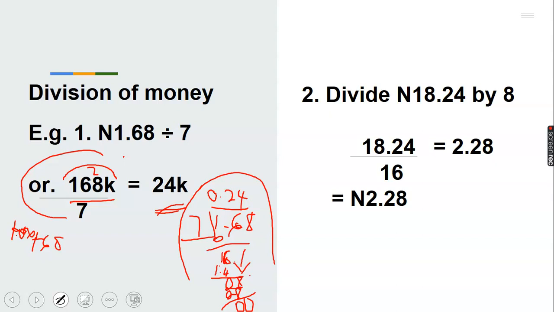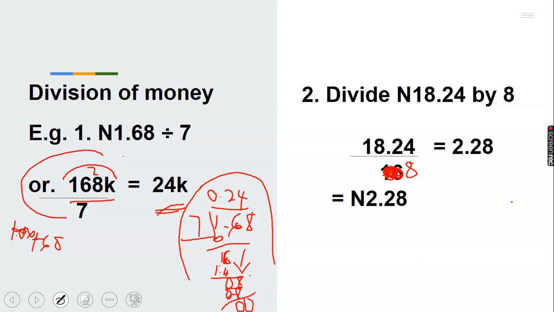No, sorry, this is not 16. This is 18.24 divided by 8. It is 8. Now, how many 8s can we get in 18? That's 2. 8 in 18 is 2, which is what? 16, because 8 times 2 is 16.